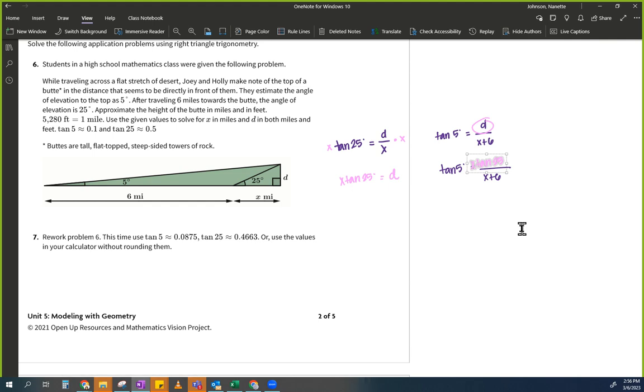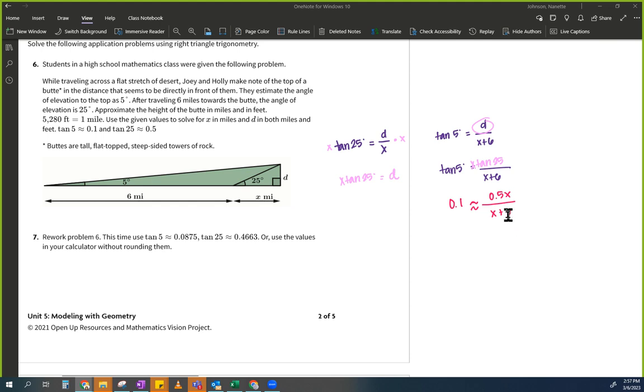Tangent of 5 is 0.1. So this is now 0.1. X tan 25 is going to be 0.5x. So this is now approximately 0.5x divided by x plus 6. So I just plugged in my values for tangent. And then, because I have x's, I want to have them on the top and the bottom.